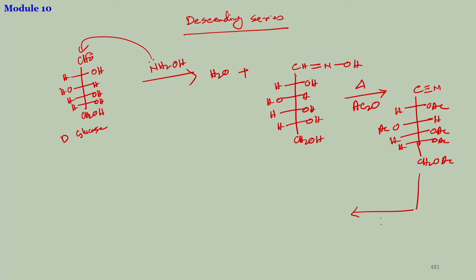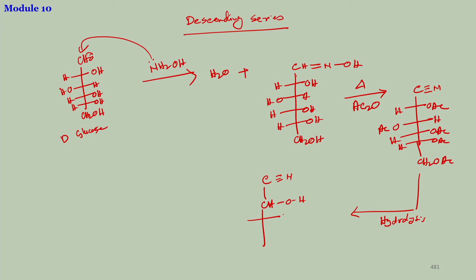Now hydrolysis, ester hydrolysis basically, to deprotect all this, that will create CHOH and all the rest of it.